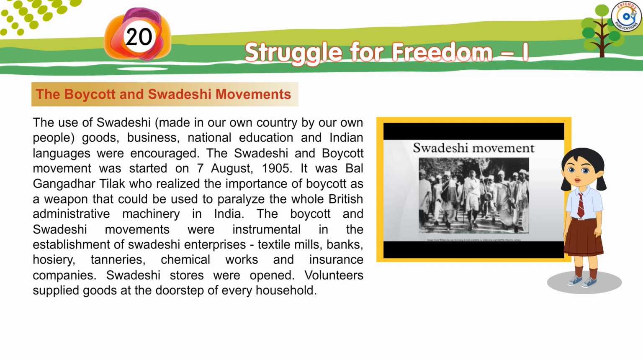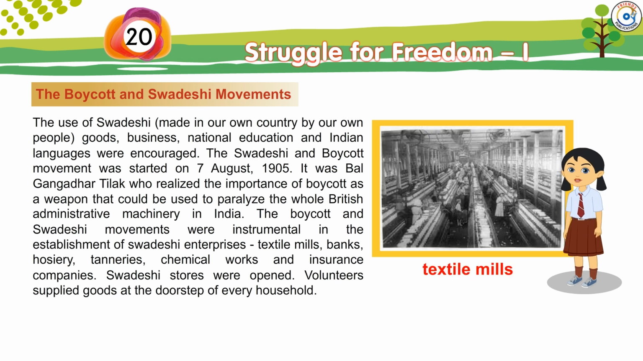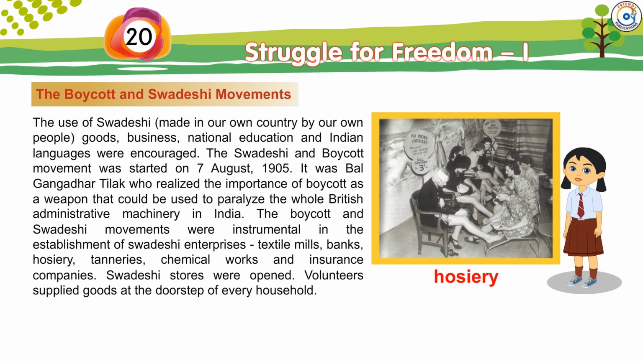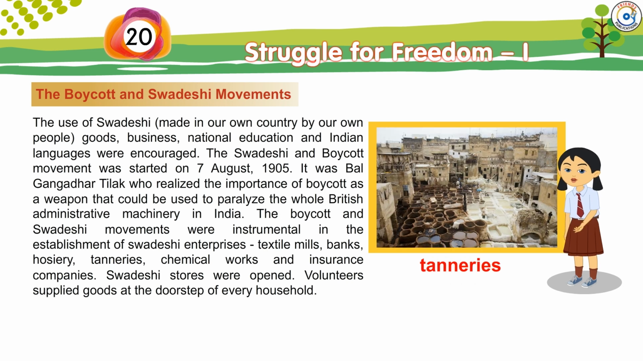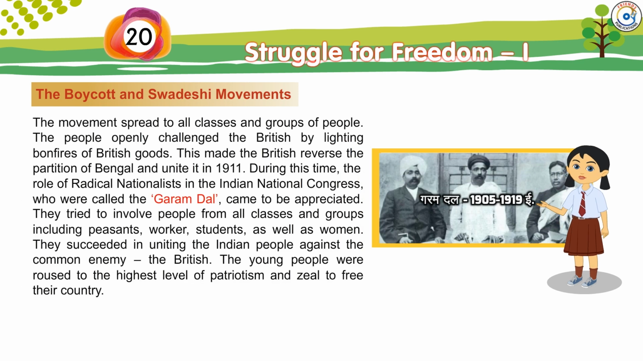The boycott and Swadeshi movements were instrumental in the establishment of Swadeshi enterprises, textile mills, banks, hosiery, tanneries, chemical works, and insurance companies. Swadeshi stores were opened. Volunteers supplied goods at the doorstep of every household. The movement spread to all the classes and groups of people. The people openly challenged the British by lighting bonfires of British goods. This made the British reverse the partition of Bengal and unite it in 1911.